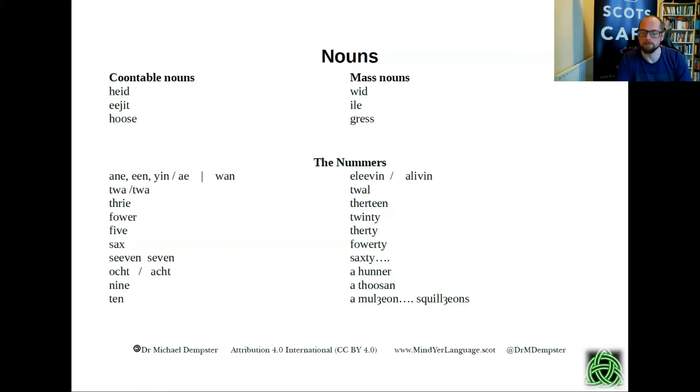That kind of thing. But the soup is the full mass here. So the wood, the ale, the grass. You wouldn't really say "one grass"; you'd need to say "one blade of grass". Ale, you would need to say "one gallon of ale", that kind of thing. The wood. So that's mass nouns and countable nouns.